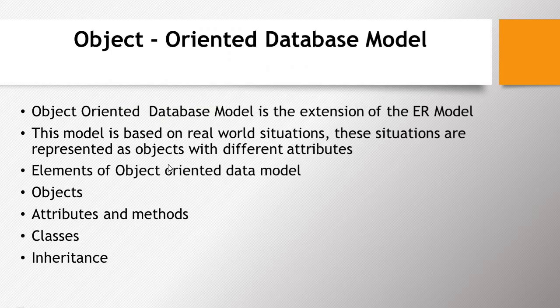Next, the third type is object-oriented database model. In this object-oriented database model, we are already familiar with the basic concepts of OOPS such as classes, objects, inheritance, polymorphism, etc. So this is an extension of this entity relationship model. Mainly it is also based on the real world situations, and it contains the different objects and different attributes. The elements of object-oriented data model are: objects, attributes and methods, classes, and inheritance. So these are the elements contained in the object oriented database model.